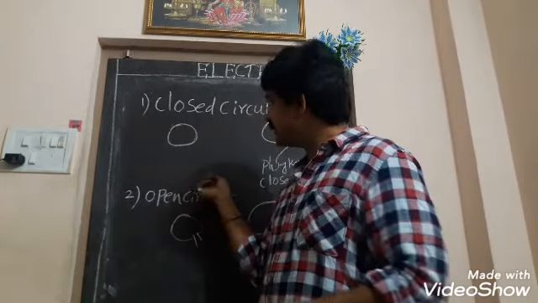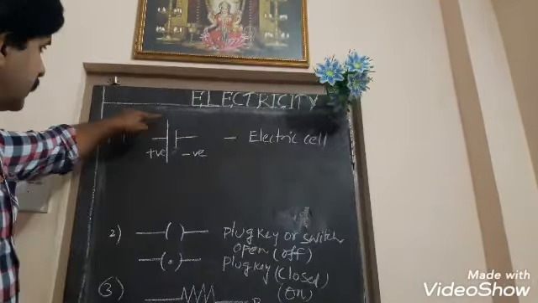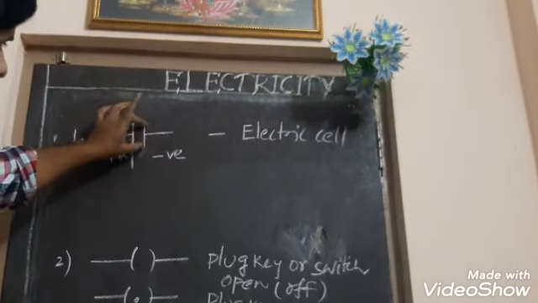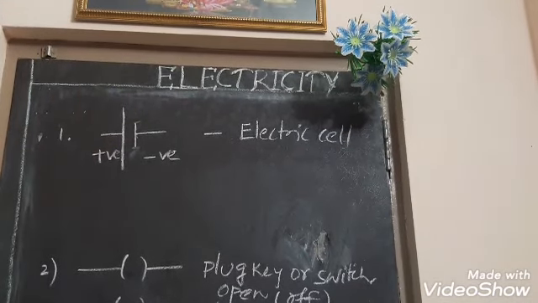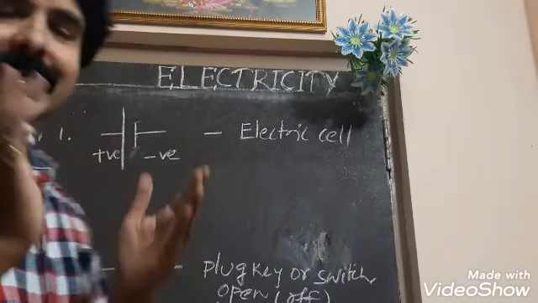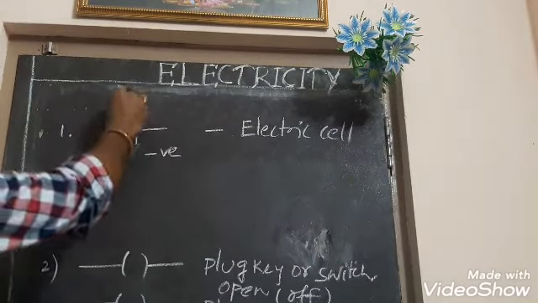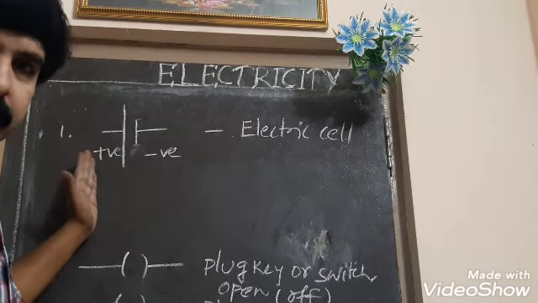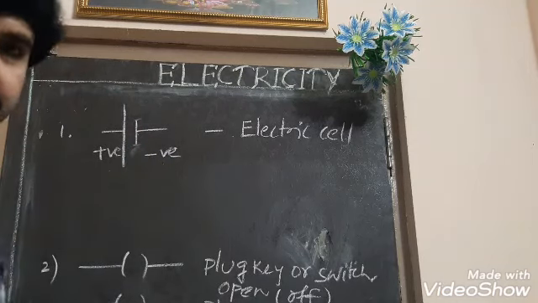That we will write just to know the things. Okay, so some symbols. A big line parallel to a small line denotes the connection of a battery or a dry cell, where the big line indicates the positive side and the small line indicates the negative side.